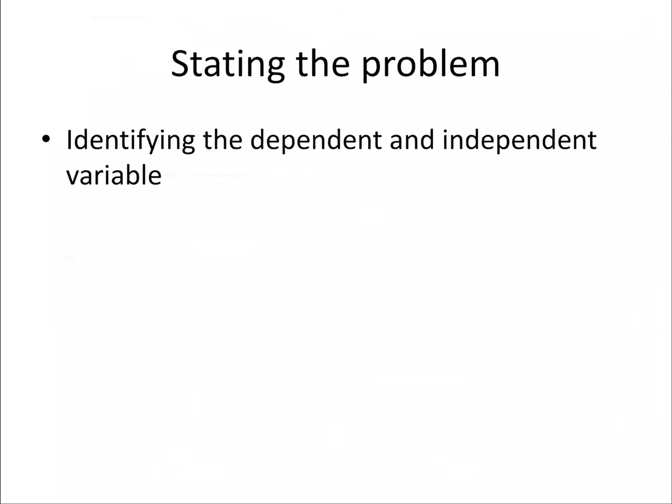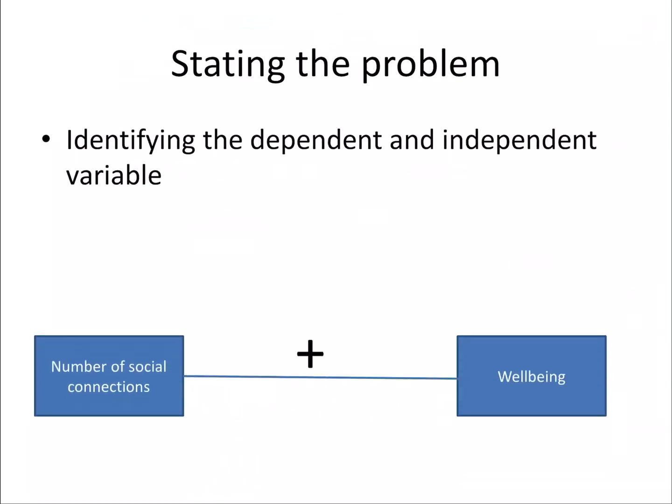When we state the problem in the form of a hypothesis, the hypothesis needs to be very clear. We have to be able to identify what the dependent and independent variables are. Okay. So for example, we typically put the independent on the right, and we put well-being on the left.